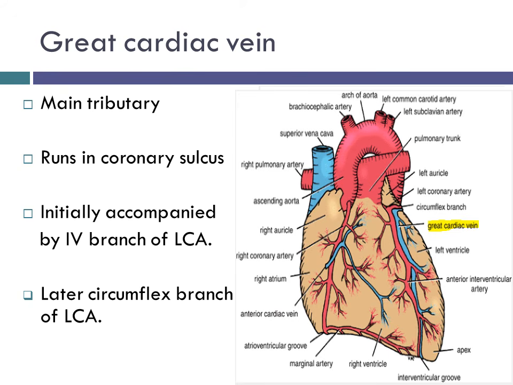So the great cardiac vein accompanies the two important branches of the left coronary artery, that is the anterior interventricular and circumflex branches. We can say that the great cardiac vein basically drains those areas of the heart which are supplied by the left coronary artery.